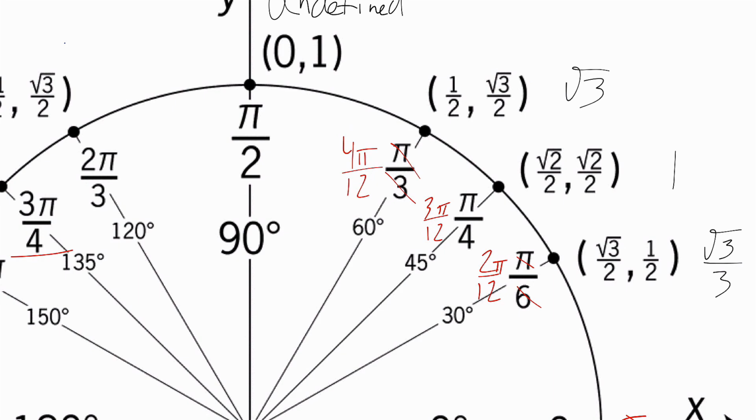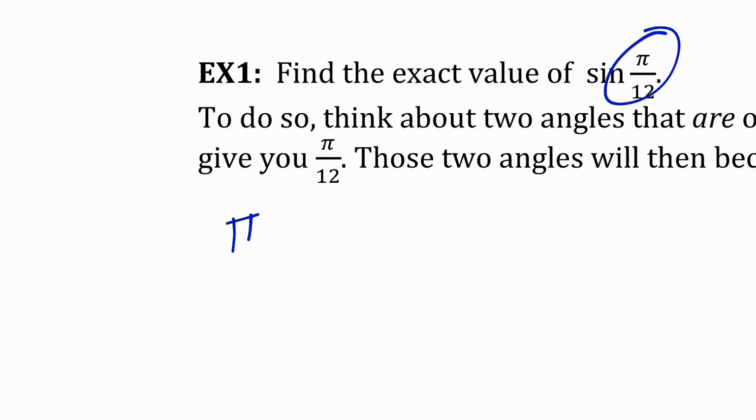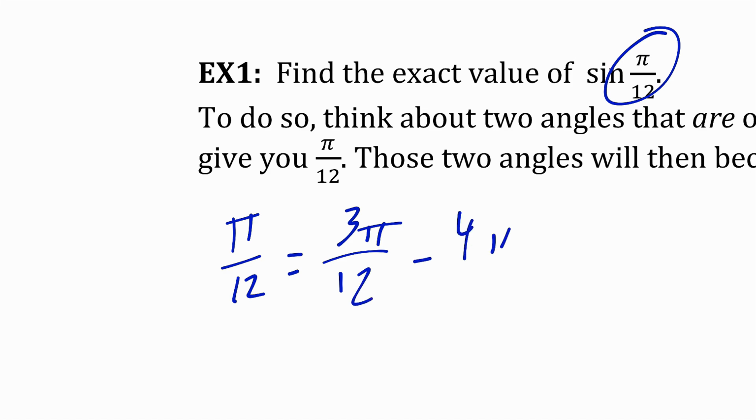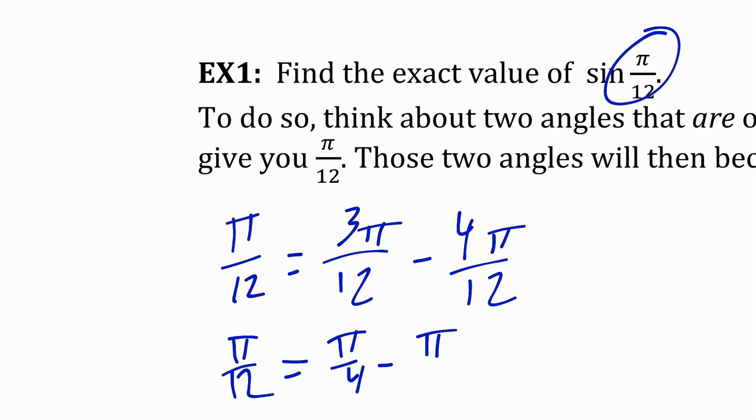So I'm going to say pi over 12 is the same as 3 pi over 12 minus 2 pi over 12. In other words, pi over 12 is equal to pi over 4 minus pi over 6.